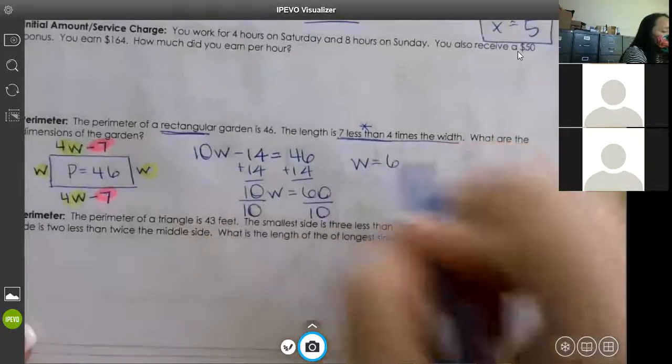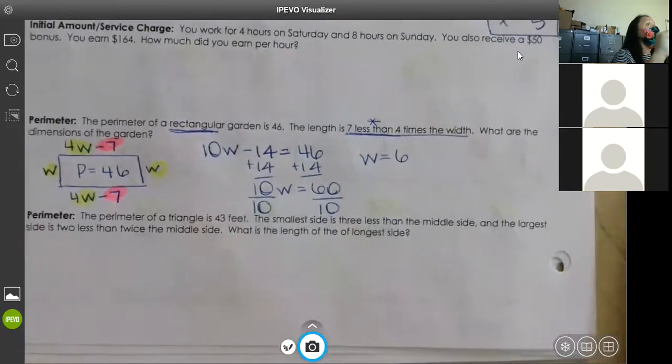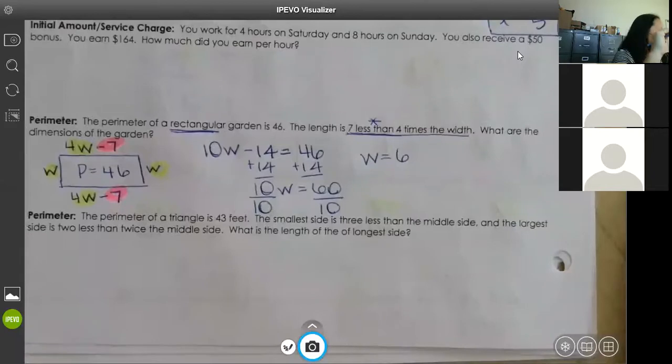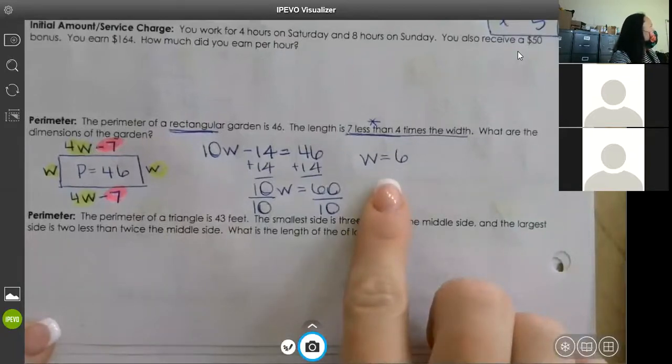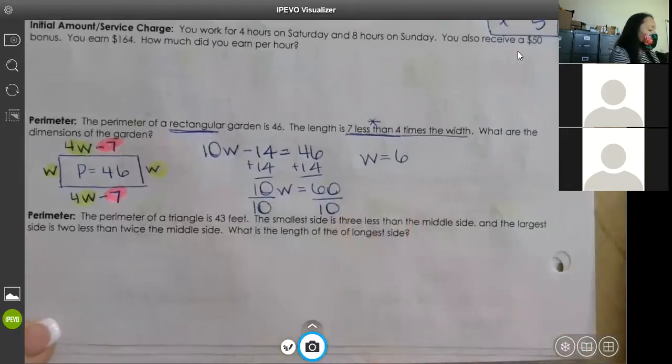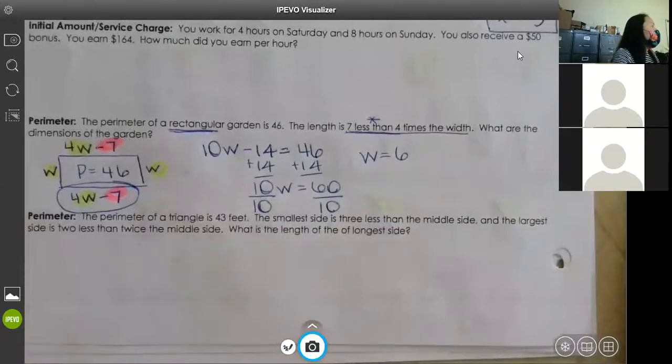Here's the big thing you need to watch. What question did it ask? Read it again. The dimension. So it wants to know the length and the width. So we have the width. What do we not have? How do we figure out the length? How do we figure out that number?